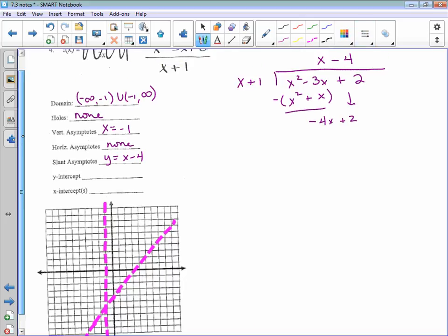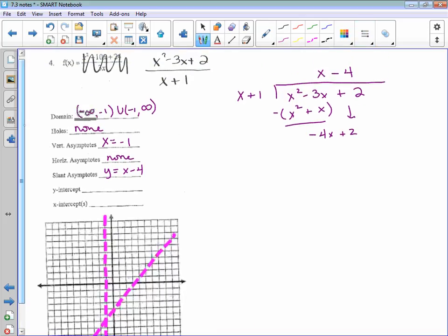So y-intercept. That's where we plug 0 in. What do I get? 2. Okay, so 0, 2. Plot your point. So your x-intercept, how many x-intercepts are there? 2. So remember when I said it was nice to have it factored? It was right. Because then what are the 2 places where I have an x-intercept? 2 and 1, right? So I've got 2, 0, and 1, 0.